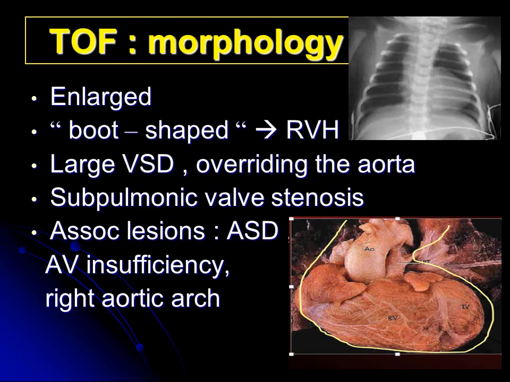The aortic valve is enlarged and appears to arise from both the left and the right ventricles instead of the left ventricle as in the normal heart. The obstruction to right ventricular outflow is most often due to the narrowing of the infundibulum, which we call subpulmonic stenosis, but can also be accompanied by pulmonary valvular stenosis. Sometimes a complete atresia of the pulmonary valve can be identified.